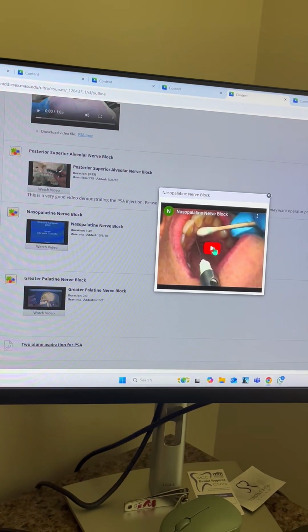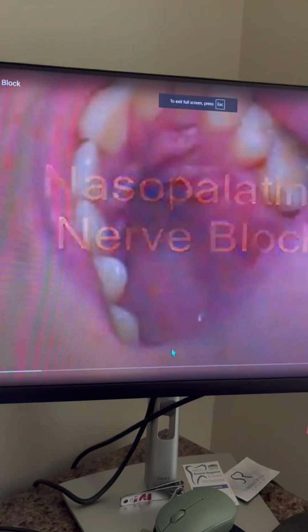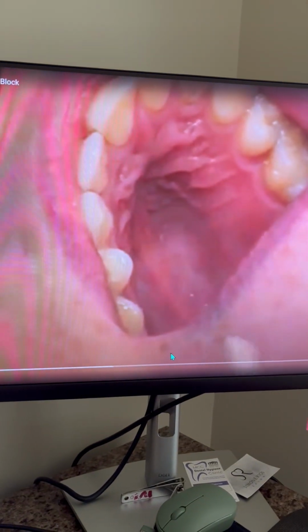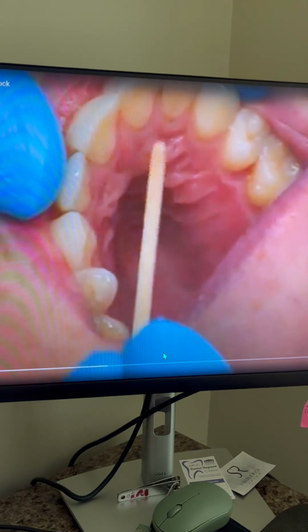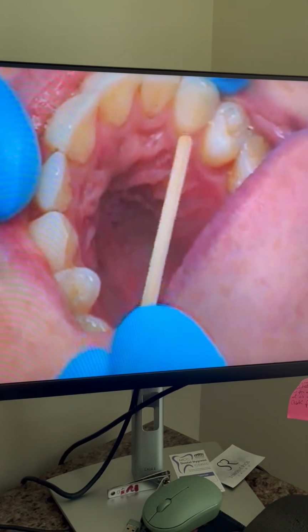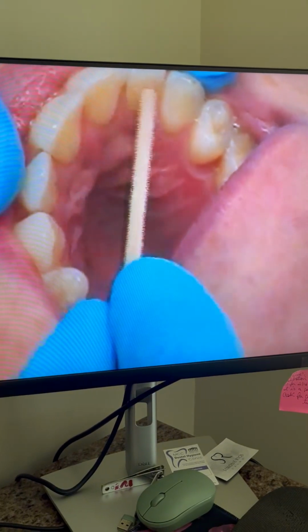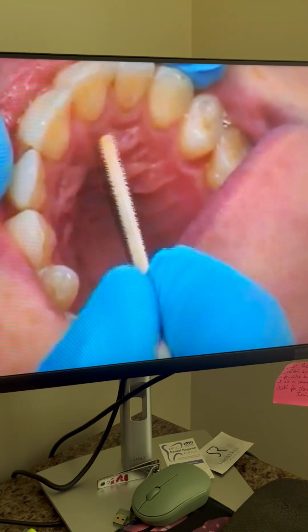Nasopalatine. This is the nasopalatine nerve block. The nerves are the nasopalatine nerve bilaterally. Areas anesthetized are the anterior portion of the hard palate, the soft and hard tissues, from the mesial of the right first premolar to the mesial of the left first premolar.